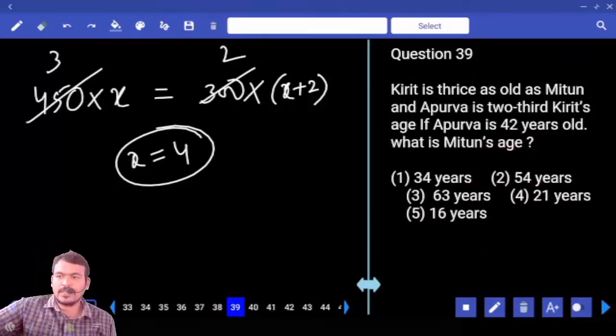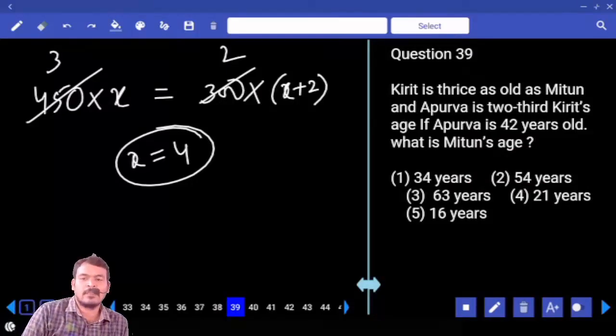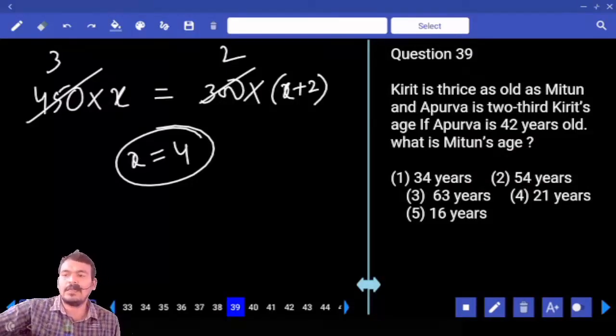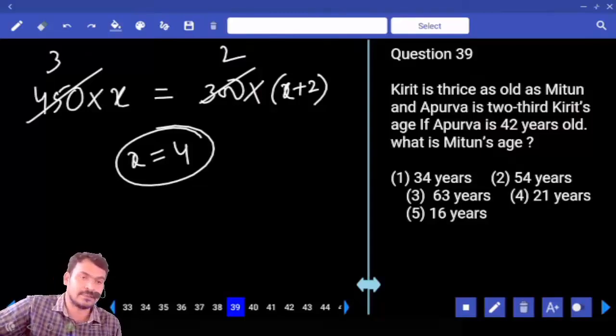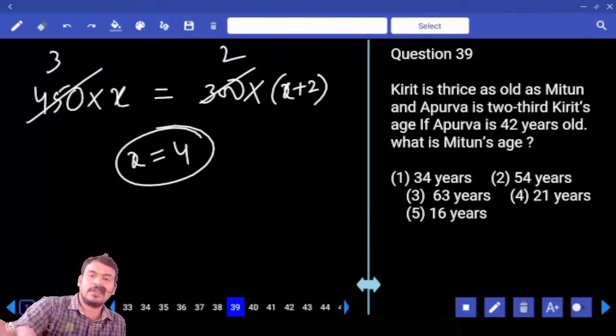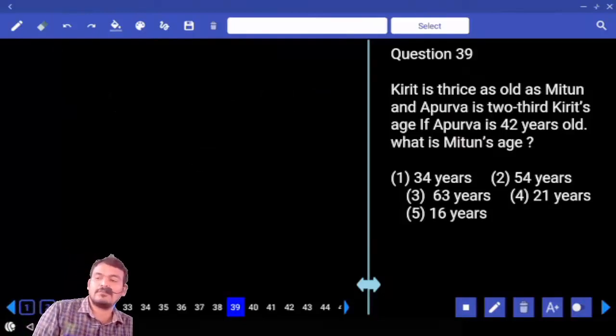Next, question number 39. Kiriti is thrice as old as Mithun, and Apurva is 2/3 of Kiriti's age. If Apurva is 42 years old, what is Mithun's age? How many persons are here? 3 persons: K, M, A.